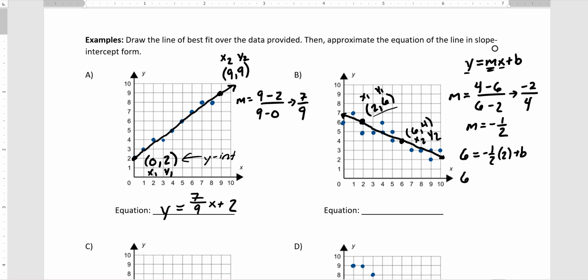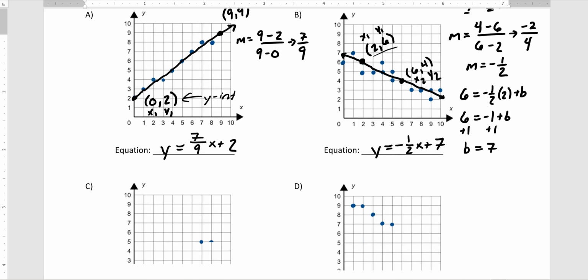So negative 1/2 times 2 would just be negative 1. Then I can add 1 to both sides. 6 plus 1 is 7. So b equals 7. So my equation then would be y equals negative 1/2 x plus 7. Fantastic. All right. Shall we try some on our own?